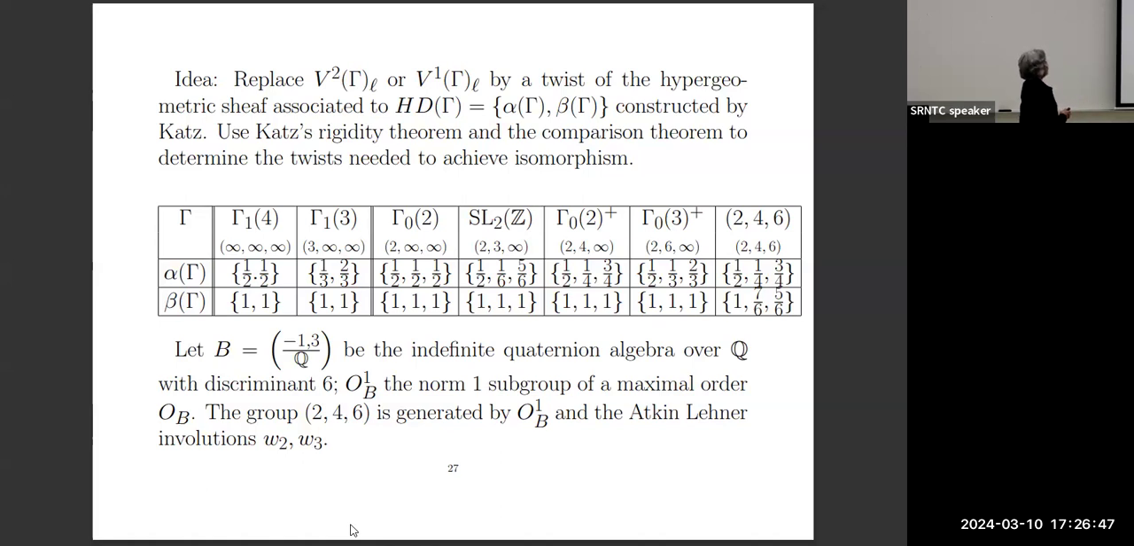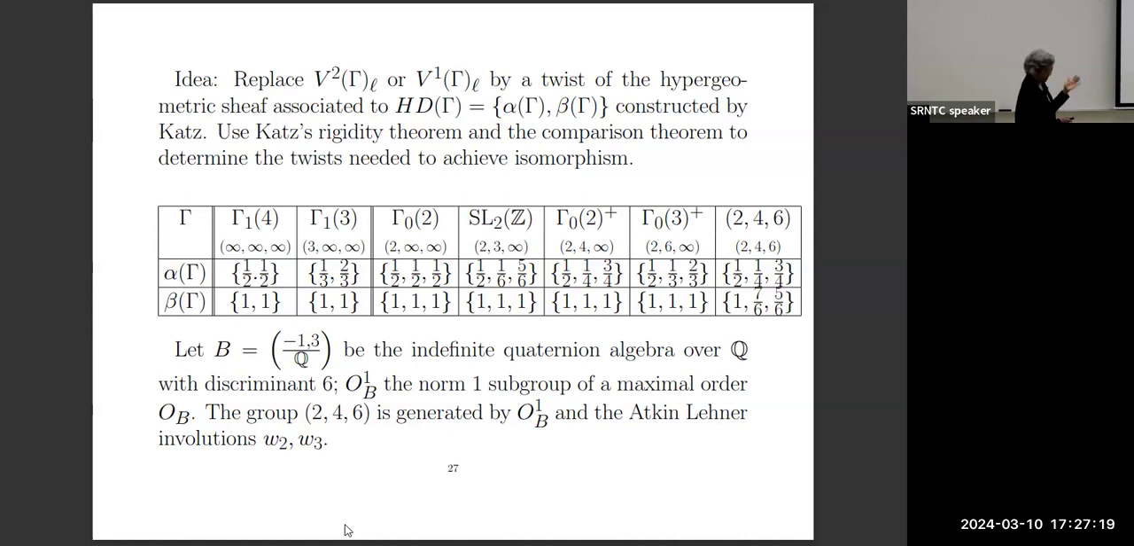So as I said, we would like to replace this automorphic sheaf by something we know. We know the trace of Frobenius, so by the hypergeometric sheaf. Of course we have to choose this alpha and beta cleverly so that this would work. Now suppose we have our choice of alpha and beta. How do we know how our choice of this sheaf compares to V1 or V2?